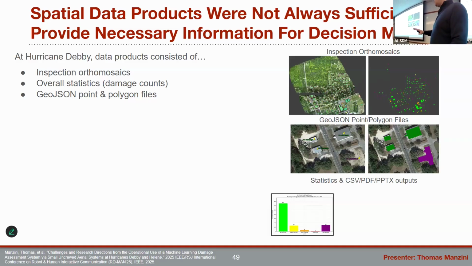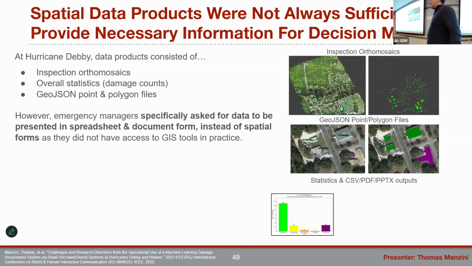So we initially went into things saying we're going to give you an orthomosaic with the building polygons and road lines on top of them, statistics of like this area's got this many destroyed buildings, this area's got a different count. And then we also gave GeoJSON, point and polygon files. These were the products that we were giving to them. And we got a message basically saying, hey, this is great, I can't open any of these on my phone. So we need it as a spreadsheet.